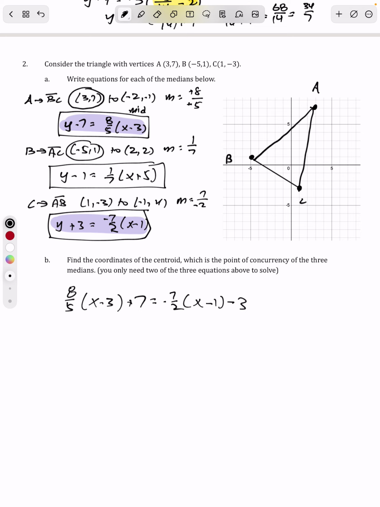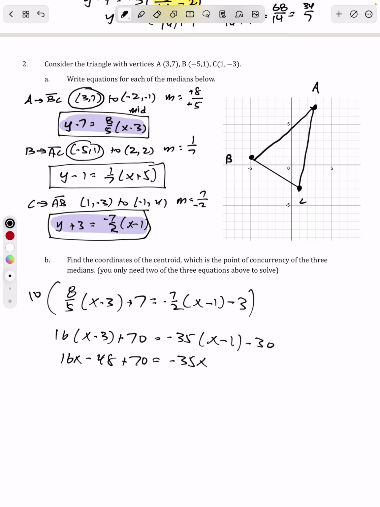Well, oh boy, I'll multiply both sides by 10. I mean, I can do fraction math. I just don't like it for everybody. So I'm going to multiply 10 by 8/5. That's 16. X minus 3 plus 70. Multiply everything by 10. And then this is negative 35. X minus 1 minus 30. This is all to find the value of x. So 16x minus 48 plus 70 equals negative 35x plus 35 minus 30.